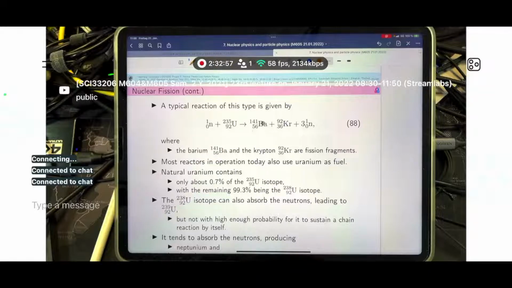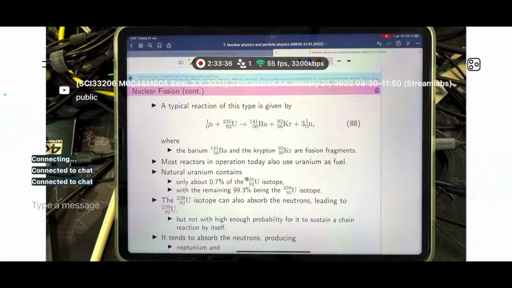Now we are talking about the reactor, the reaction process from the previous section. Most reactors in operation today use uranium as fuel. The most popular fuel is uranium, but uranium in nature contains several isotopes. Once the Earth was formed we already had uranium on Earth, and we could not do anything about it.